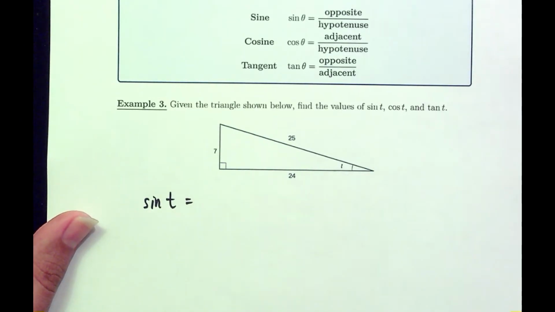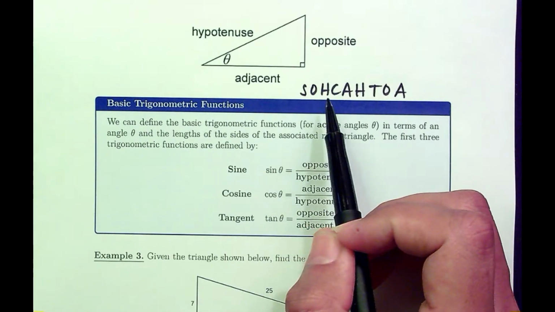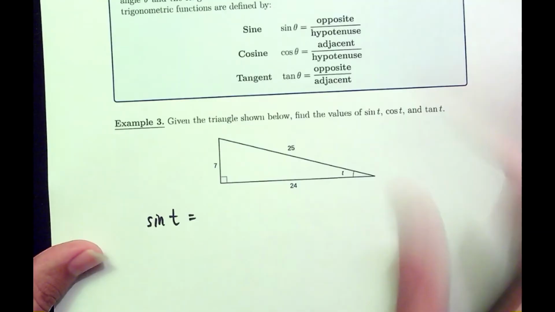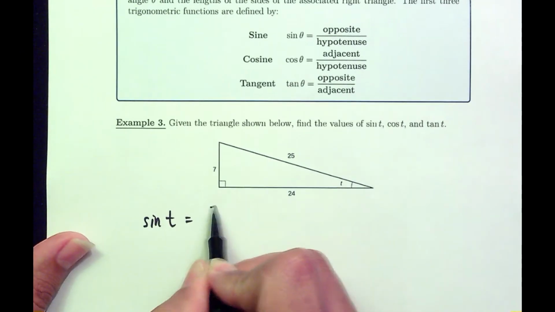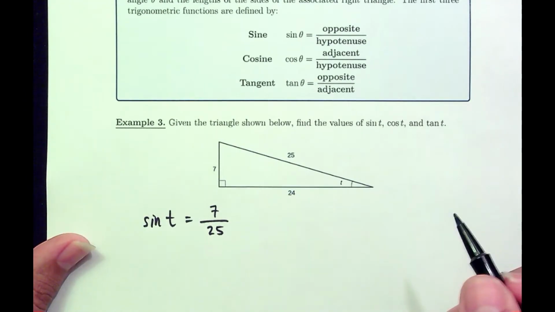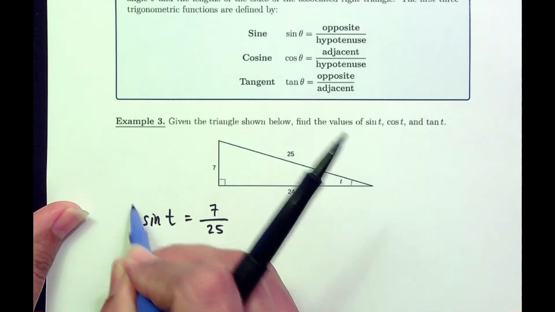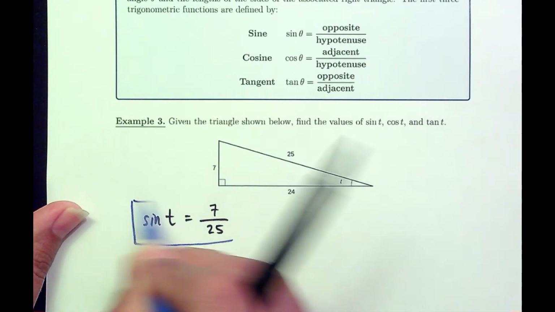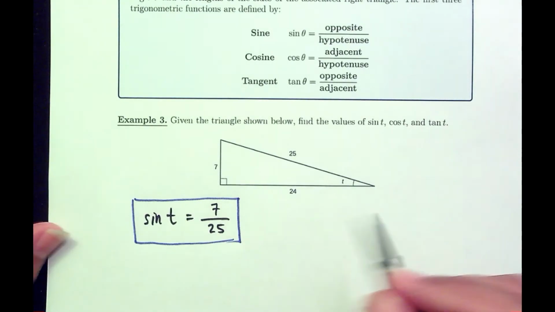For example, sine of t in this triangle, according to SOHCAHTOA, is opposite divided by hypotenuse. The side that is opposite the angle is 7, so the opposite is 7 divided by the hypotenuse, which is 25. That is what sine of that angle is. I don't know what the angle is; we're going to learn how to figure that out later. But whatever that angle t is, the sine of that angle is 7 over 25.